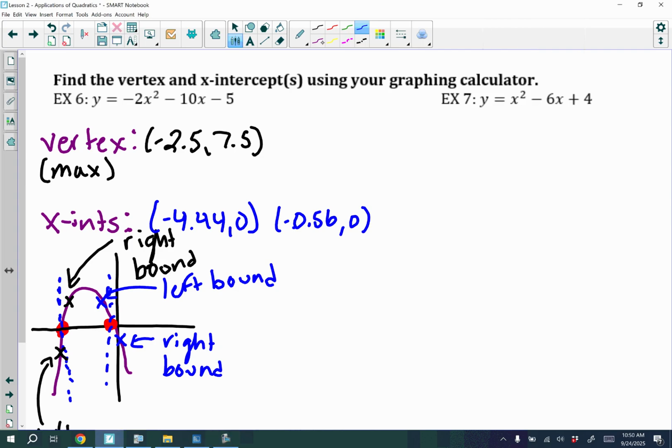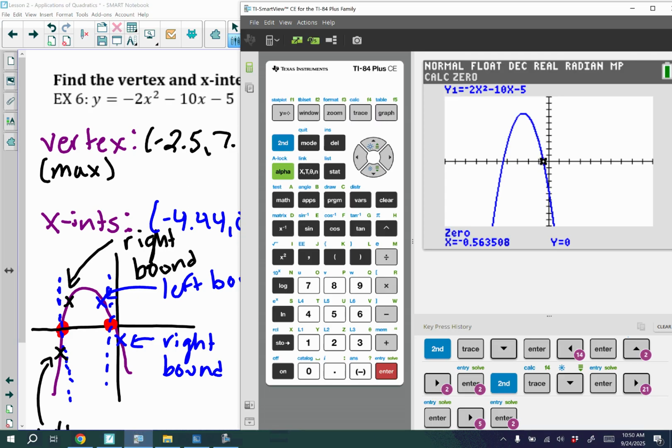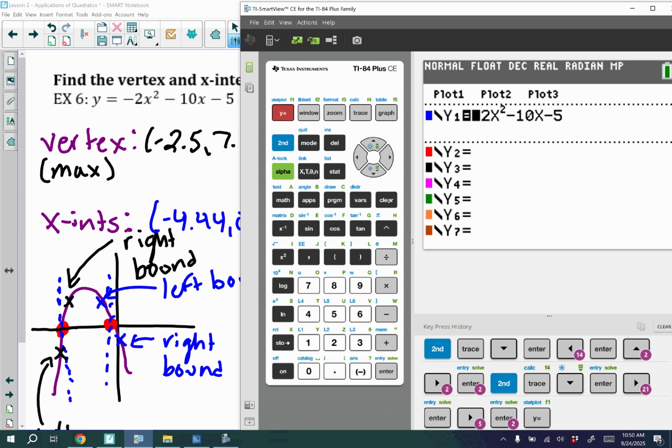Okay, let's see what you got. So I'm going to kind of go through this. Let's figure out our vertex. Let's graph this function into our calculator. So we go to y equals, I'm going to clear this. Remember, just press clear to get rid of that.